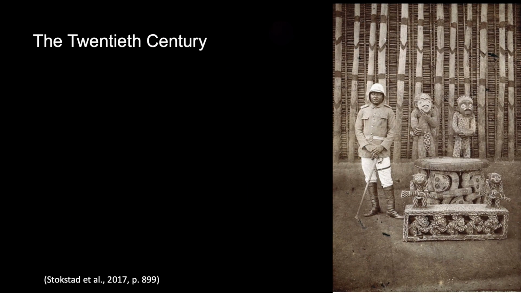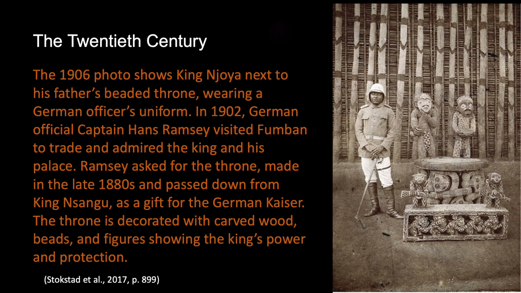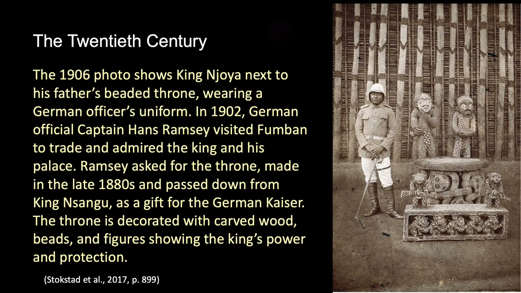In 1906, King Njoya stands next to his father's beaded throne, wearing a German officer's uniform. In 1902, German official Captain Hans Glauning visited Fumban to trade and admired the king and his palace. Glauning asked for the throne, made in the late 1880s and passed down from King Nsangu, as a gift from the German Kaiser. The throne is decorated with carved wood, beads, and figures showing the king's power and protection.